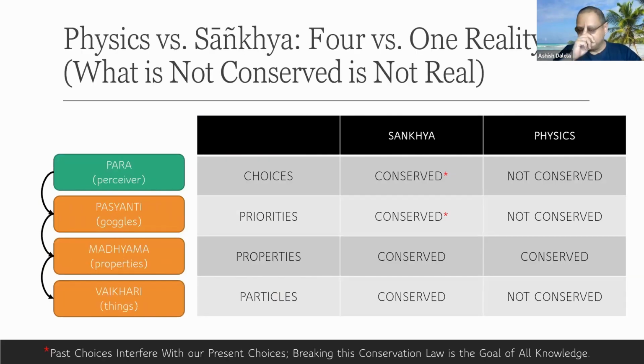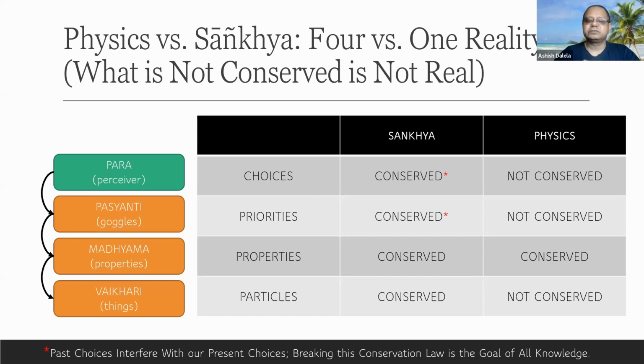So in one picture, we can draw a simple comparison, just like we did for mathematics and Sankhya. We said that there are 4 levels by which you arrive at a counting or a number. And in physics, this is what happens. There are 4 levels still: the particles, their properties, their priorities, which you can call a coordinate system, and there's a choice of a coordinate system. In Sankhya, we'll say all these 4 things are conserved. So particles are conserved, properties are conserved, priorities are conserved, and choices are conserved.